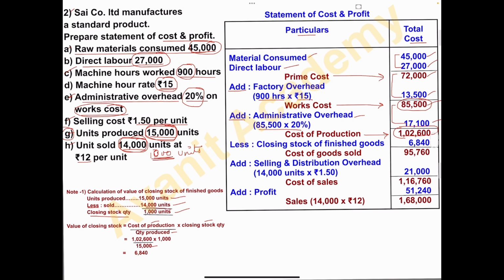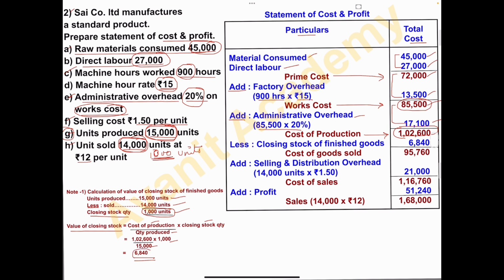Just we have calculated. That is 1,000 units is the closing stock quantity, the closing stock of finished goods. Right here, 1,000 units. Calculate this. 1,02,600 into 1,000 divided by 15,000. You will get 6,840. 6,840 is the value of closing stock of finished goods.